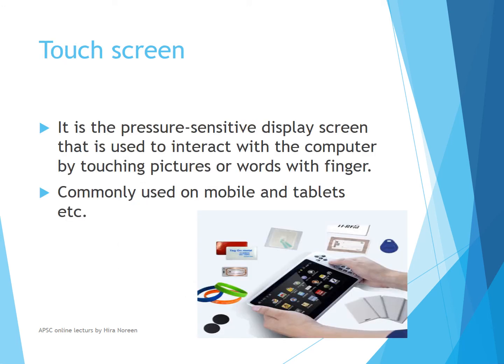Touch screen. Touch screen is a pressure sensitive display screen that is used to interact with the computer by touching pictures or words with the fingers. In this modern era you can see touch screen devices like mobile phones and tablets etc. that you can use with the help of fingers, like for opening different apps or for typing and many other purposes. You can use the touch screen with the help of fingers.